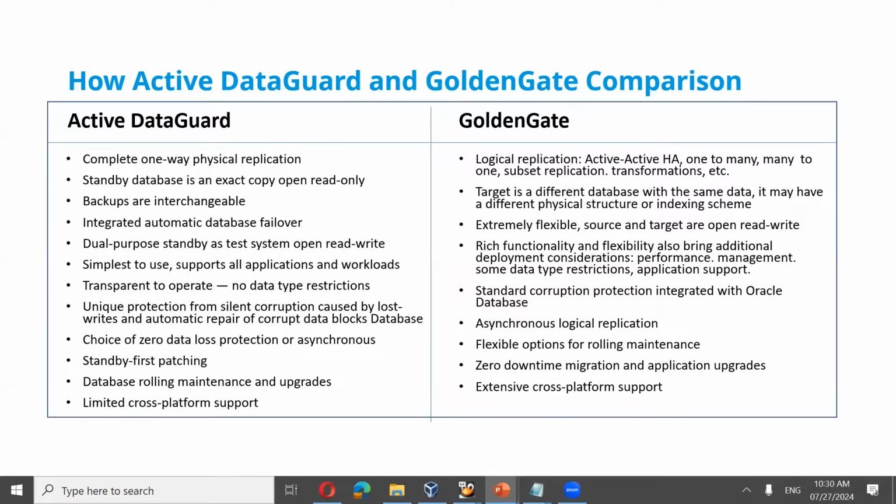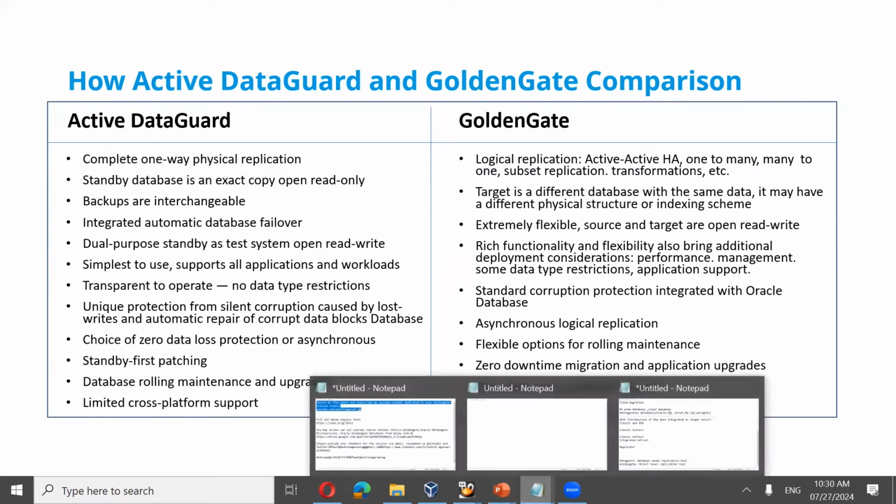With Data Guard, you cannot do data filtration or transformation, or one-to-many. You can have only one source and one target. Another thing with Data Guard is it can only be Oracle to Oracle, same version, same platform. GoldenGate has no such requirement. You can have source on 19C, target on 11C. I'm talking about the database.